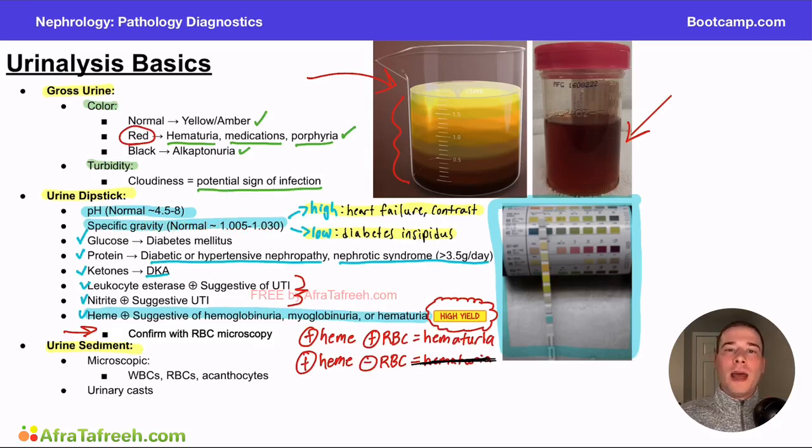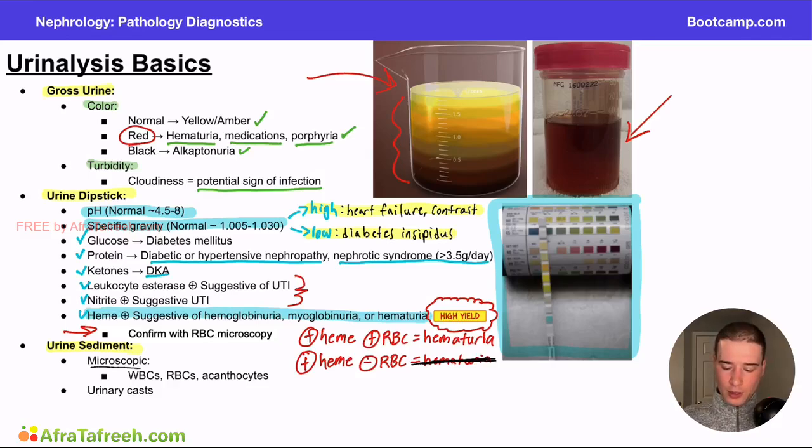You need to confirm that with a microscope. And that's the trick that question writers often ask of students. And if they don't understand these differences, and if they don't understand that a positive heme potentially means hematuria, but not for sure, then they can get confused on these questions and ultimately get them wrong. If you understand this principle, it'll be great because it will show up many different times throughout your medical journey and test-taking career. And the final one we'll talk about in this video is the urine sediment.